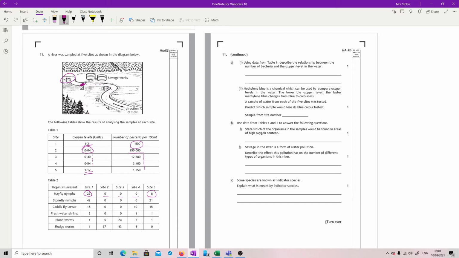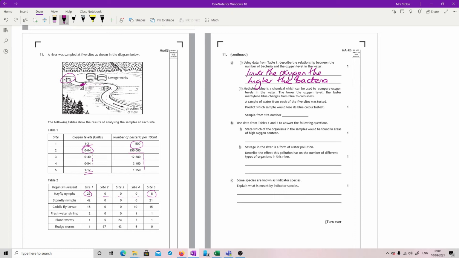Use the data from table 1, describe the relationship between the number of bacteria and the oxygen level. This is a pretty straightforward link. The lower the oxygen, the higher the bacteria. You have to mention both of them, and you can put it whichever way you like. You can say the higher the bacteria, the lower the oxygen, or the lower the bacteria, the higher the oxygen, or the higher the oxygen, the lower the bacteria, as long as you've given this relationship.